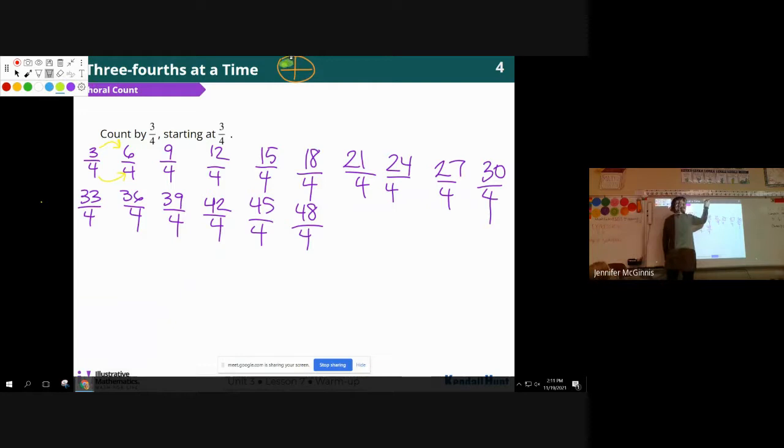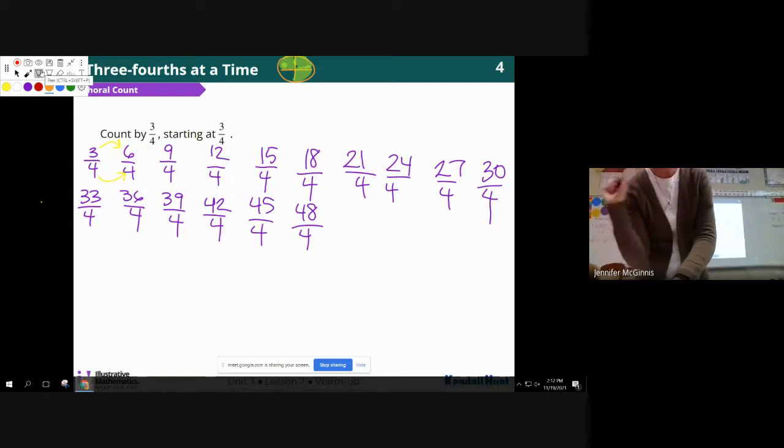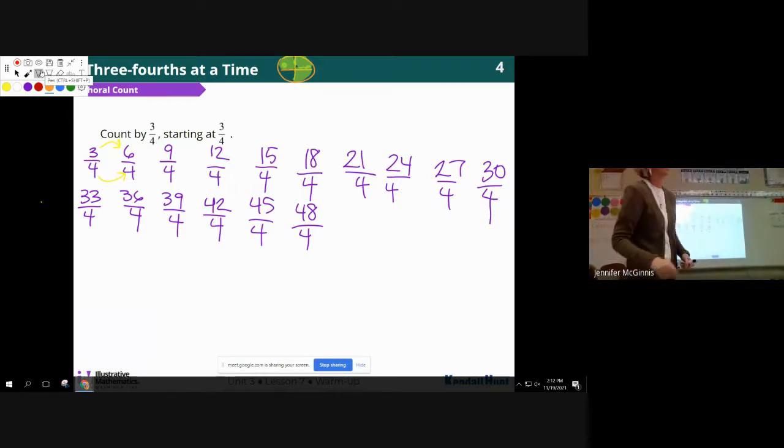This is a fourth right here. This is a fourth. This is a fourth. And this is a fourth. And so we're counting by 3/4 in our number. This is the number counting by fourths. So yes, Landon, very nicely done.